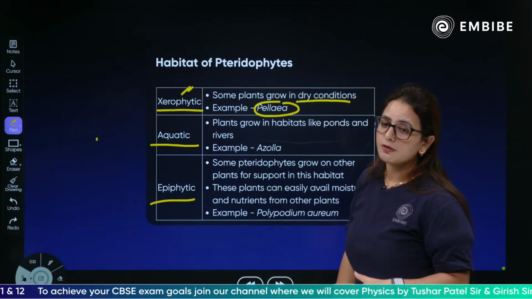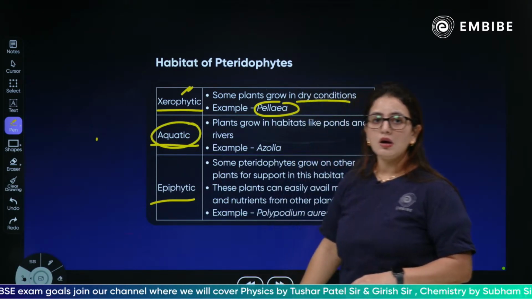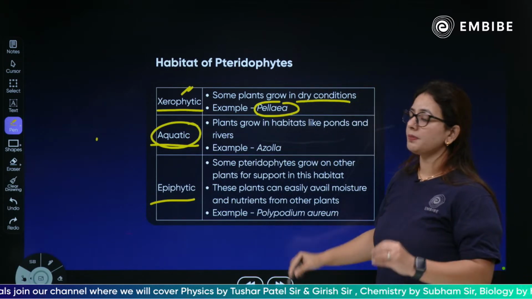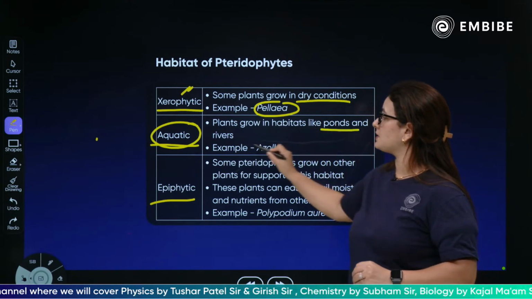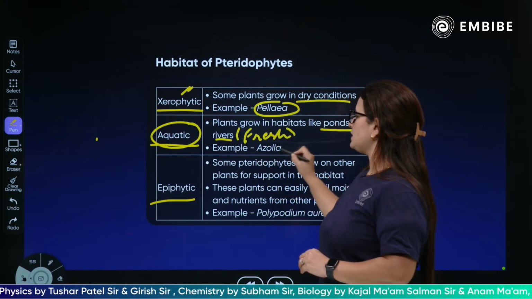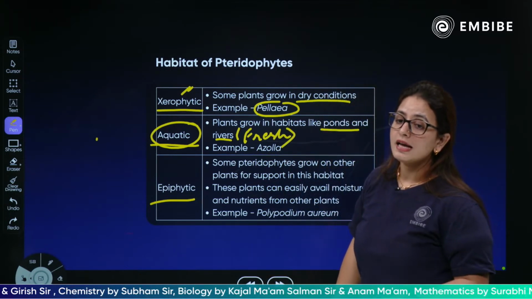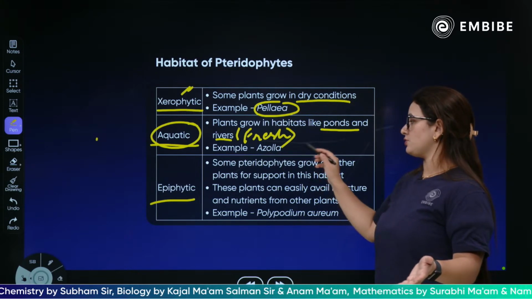The other habitat for the pteridophyte is the aquatic. What is aquatic? Aquatic plants grow in places like ponds and rivers. Majorly you can call it fresh water. They are present in fresh water. An example of such pteridophytes which grow in the aquatic habitat is Azolla.